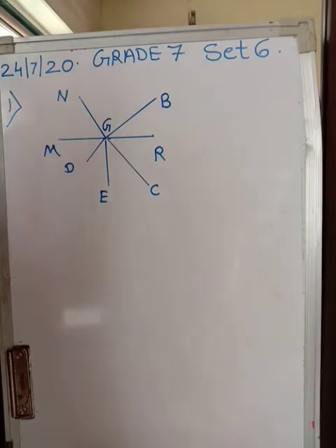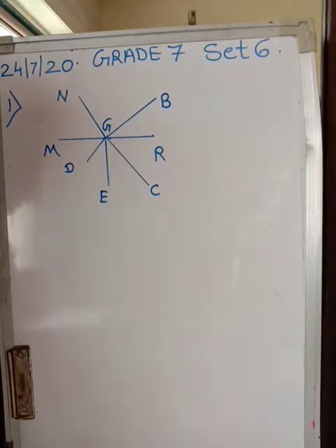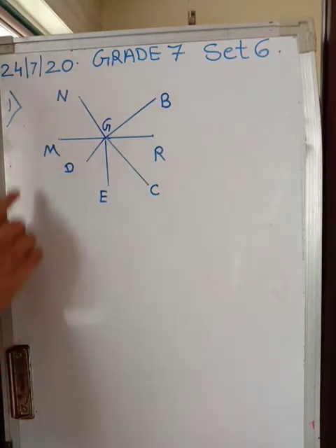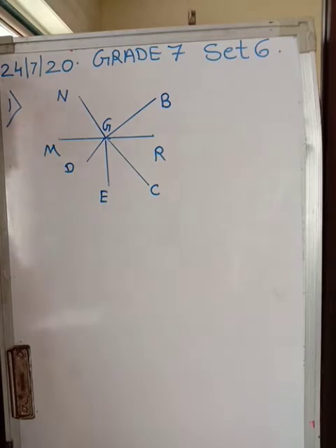Now this is your first question, and the question says, write the names of pairs of congruent line segments. So before we do this question, let us understand what we mean by congruent segments.